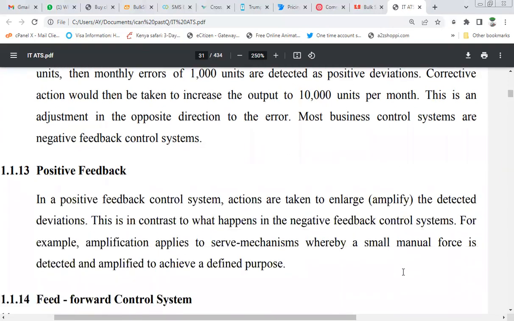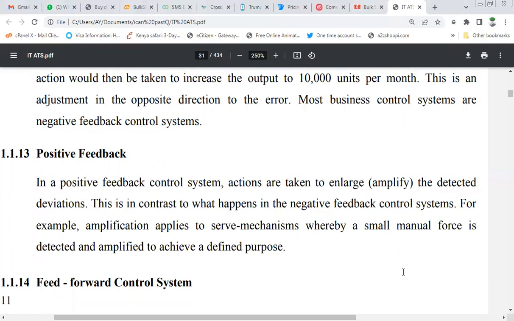While the negative feedback is obviously the opposite of positive, in a positive feedback control system, actions are taken to enlarge and amplify the detected deviation. This is in contrast to what happens in the negative feedback control system. For example, amplification applies to a servo mechanism, whereby a small manual force is detected and amplified to achieve a defined purpose.